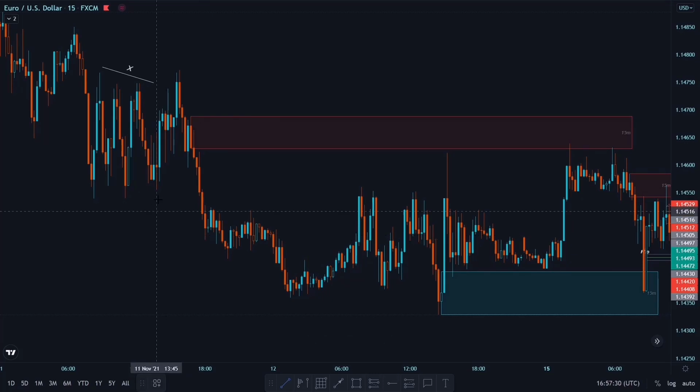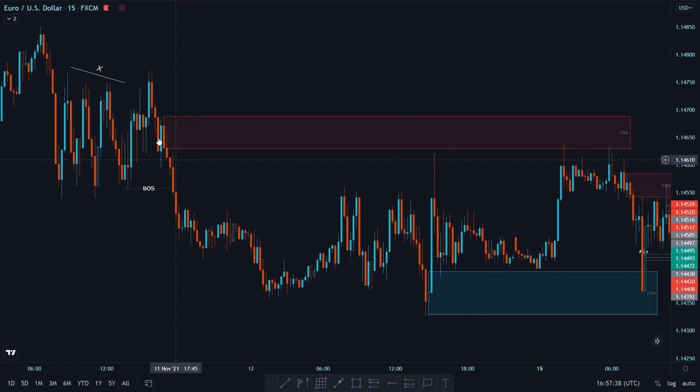Okay, let's take this candle. We have a break of structure, and this break of structure came from this candle, so that's why I took this candle and marked my point of interest here.